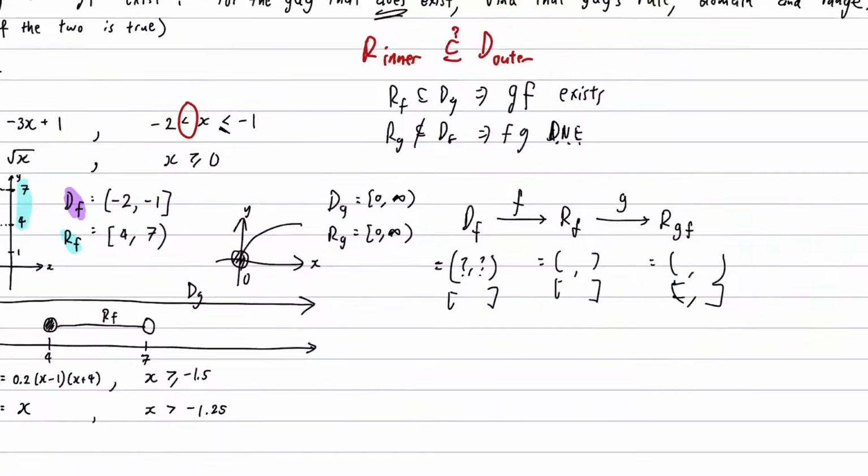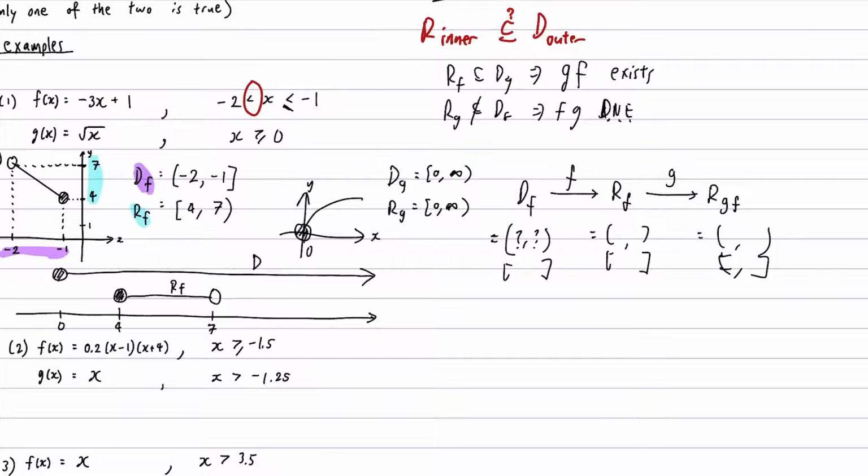Then the other way around, RG is not a subset of DF. I'm going to draw another number line just to be extra sure that you know what's going on. For the range of G, I see 0 and infinity, so I label a 0 and then infinity somewhere here. Then the domain of F is -2 to -1, so I label -2 and -1 somewhere here. Let's draw out what RG is first, here, 0 to infinity. Then DF must be here.